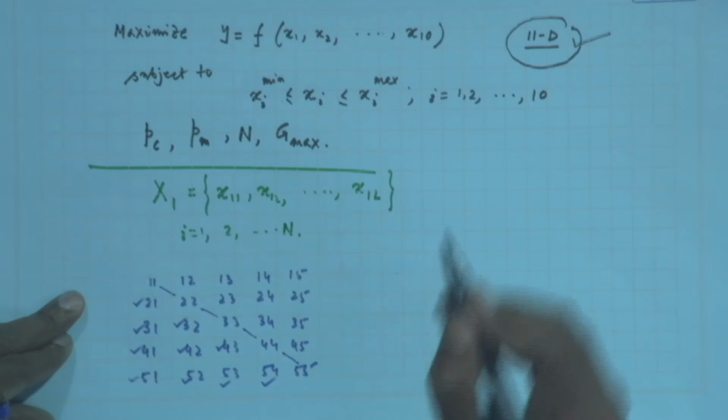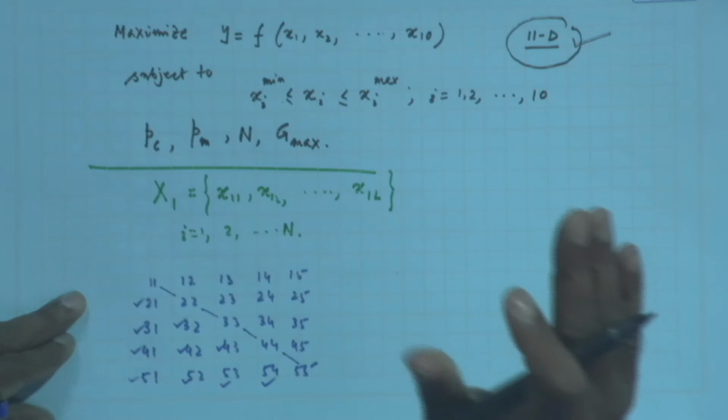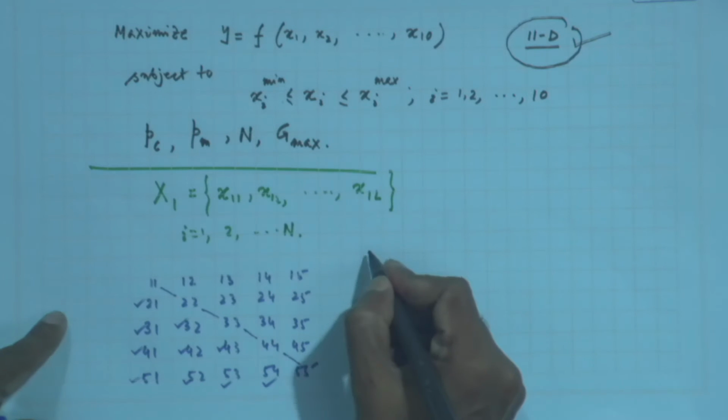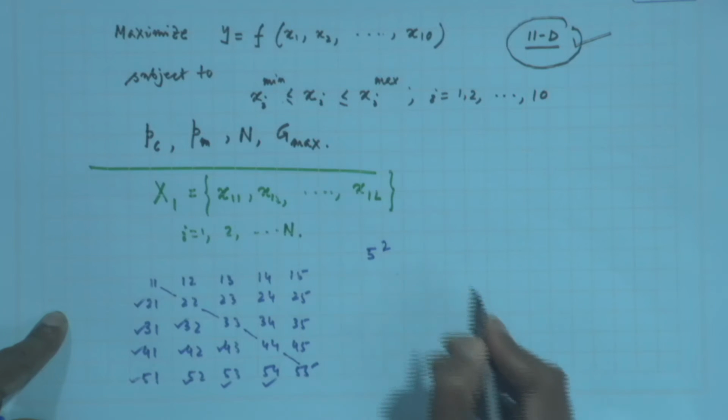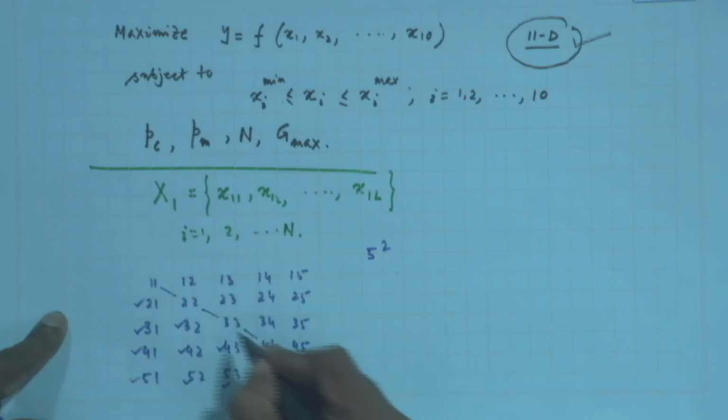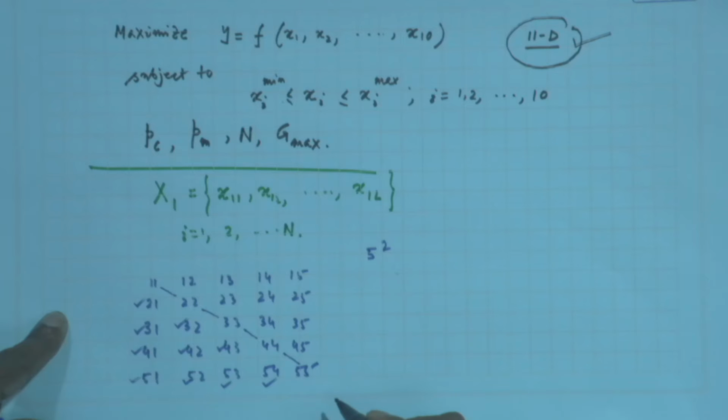Okay. So, there are 5 points. So, there are 5 squared Euclidean distance values. Out of 5 squared, that is 25, there are 5 diagonal elements where the distance is 0, others could be non-zero.